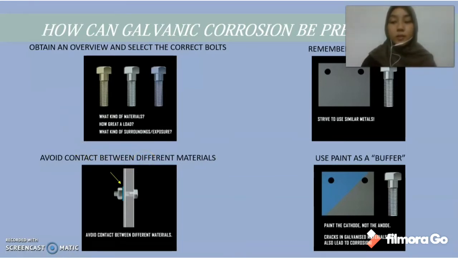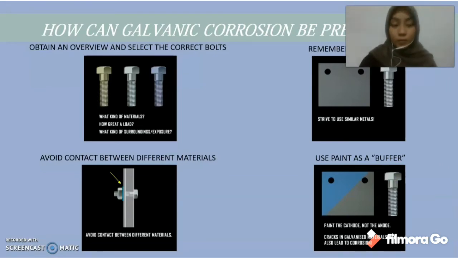If we must use different materials, we can use a washer to prevent the materials from coming into direct contact with each other. And the last one, use paint as a buffer. An alternative method of preventing contact between the materials is to paint the surface.